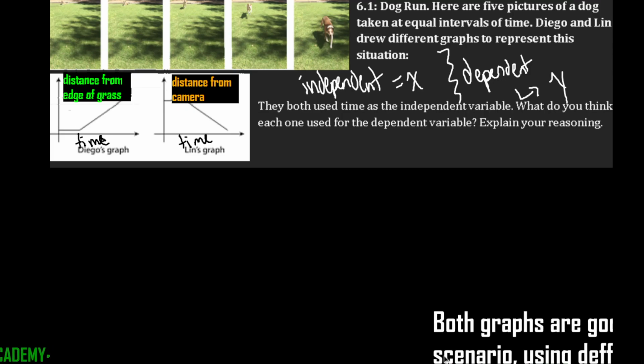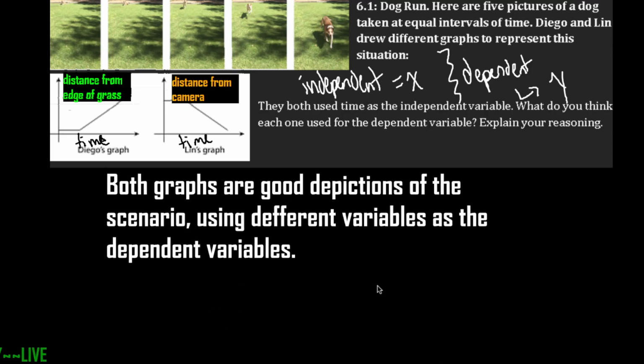So then we could say that both graphs are good depictions of the scenario, because they're using different variables as dependent variables. Even though the graphs look different, depending on what you label as the independent and dependent variables, it will change your picture.